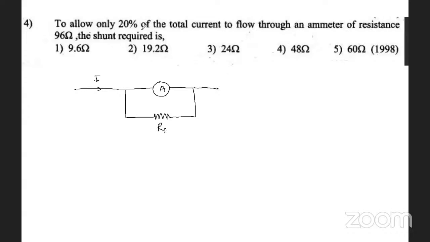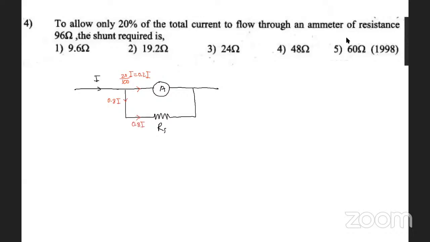To allow only 20% of the total current to flow through an ammeter. So tell me, what's the current through the ammeter? The current through the ammeter must be 20 over 100 I, which is equal to 0.2 I. That means the remaining current should flow through the shunt. That is 0.8 I.